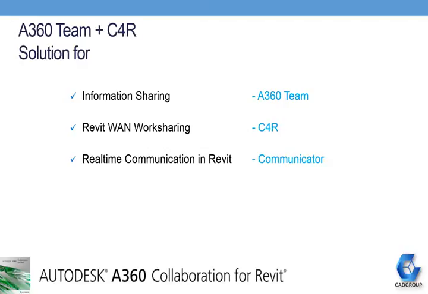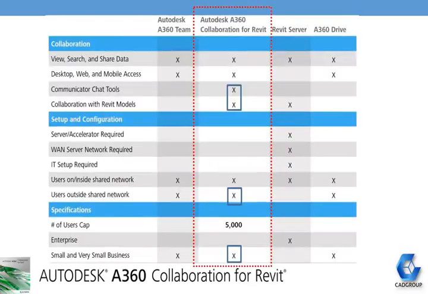The third one is the Communicator, which allows project problems to be communicated in real time. All right, so on the slide here, we're just going to go through what is unique with the collaboration for Revit.